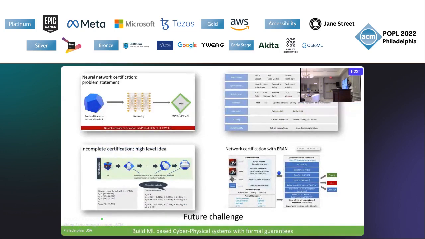So with that, I would like to conclude, and I would leave you with the 4 most important slides from this presentation, and also the future challenge, which is to get cyber physical systems that can have formal guarantees. And I'm open to questions.